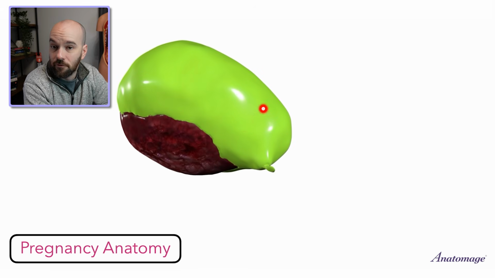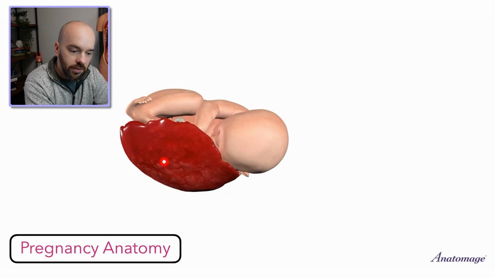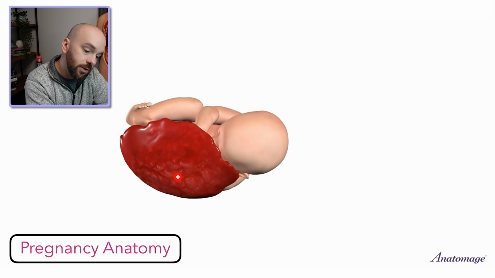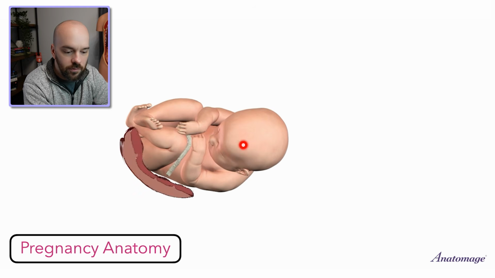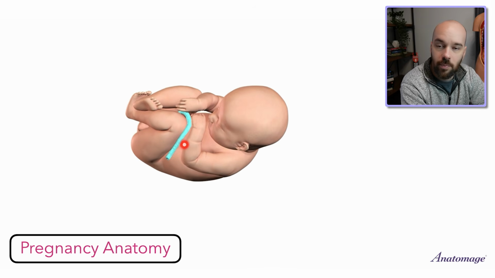We've got the amniotic fluid, which is surrounding the baby as it develops. We've got the placenta right here, which is taking nutrients from the mother, delivering them to the fetus or the baby via the umbilical cord, which is going to be attached to the baby's belly right there.